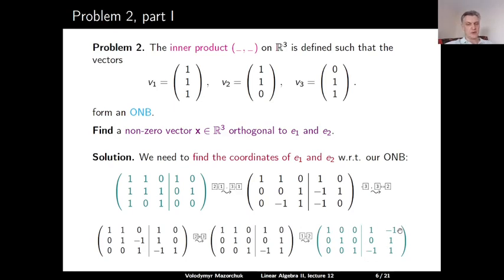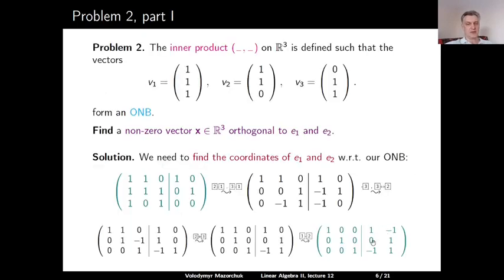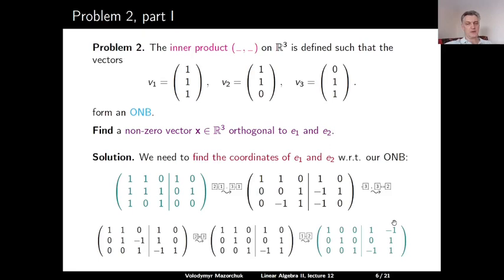So these two columns now give us the coordinates of the vectors e1 and e2 in the basis v1, v2, v3. In other words, the vector e1 is v1 minus v3, because the coordinates are 1, 0, and minus 1. And the vector e2 is minus v1 plus v2 plus v3, because the coordinates are minus 1, 1, 1.